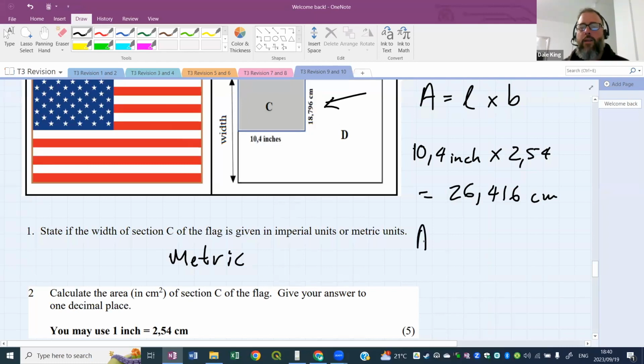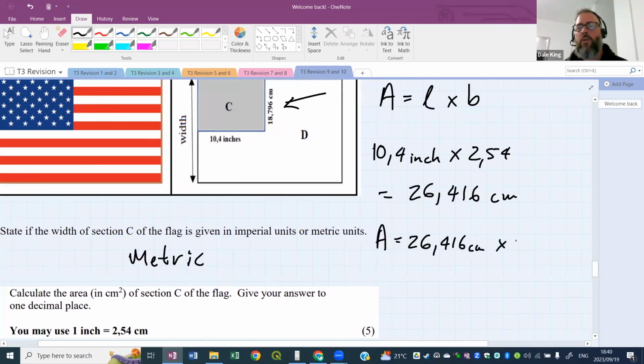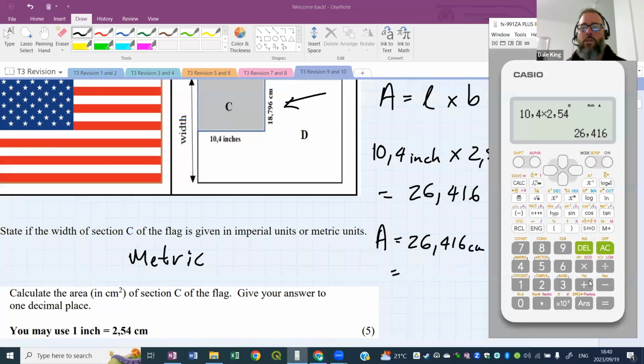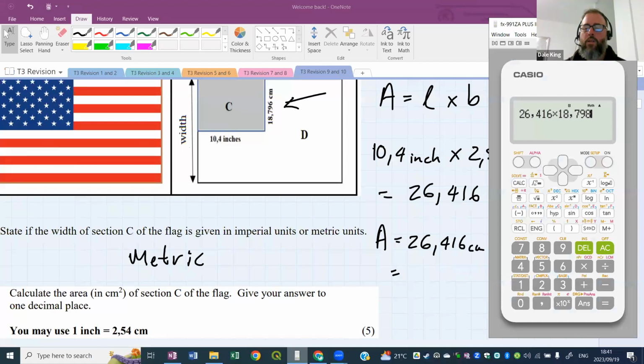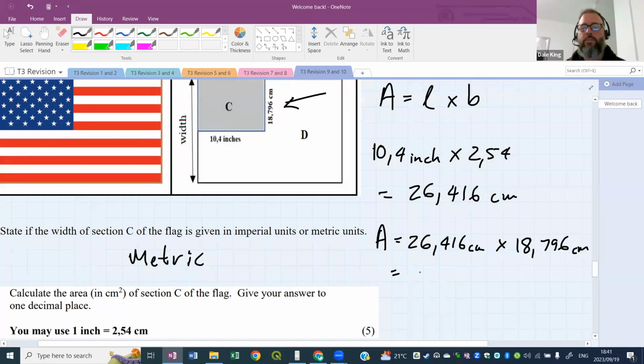So now we can go to the formula. 26.416 multiplied by 18.796 centimeters. And that should give us our answer. 26.416 times 18.796. Are you happy with that answer? Yes. And then you have to round it off.